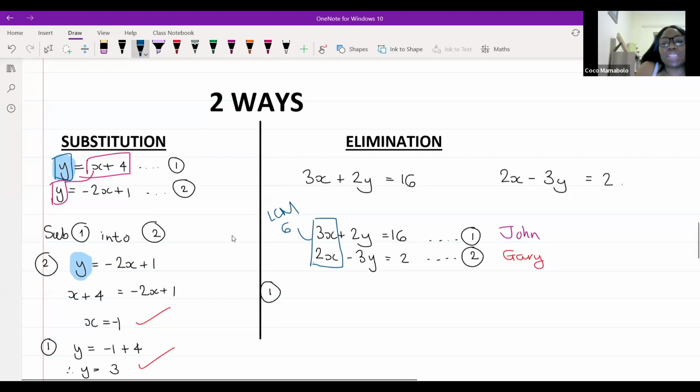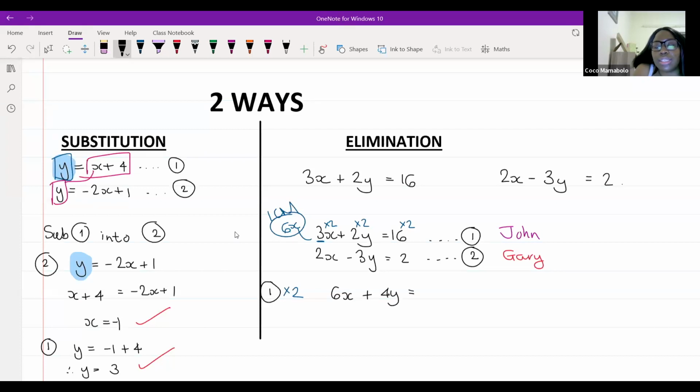So what I'm going to do is take equation 1, or John, and multiply equation 1 by 2, because I want my 3x to change to a 6x. So if I multiply that first part by 2, I'm going to multiply throughout by 2: times 2, times 2, times 2. That gives me 6x plus 4y is equal to 16 times 2, which is 32. And that becomes equation 3. Do not forget, we've changed the equation. So that becomes equation 3.